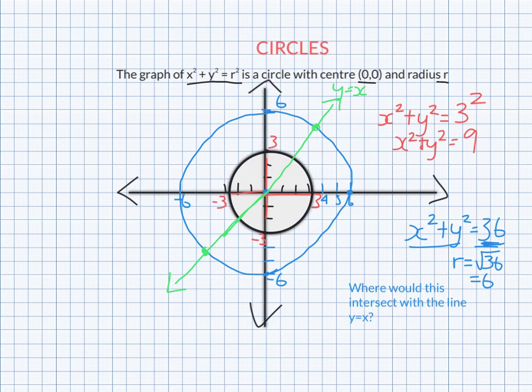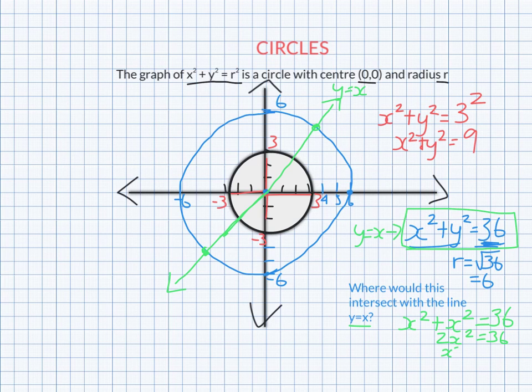It turns out they're not going to be rational numbers. So how do we figure it out? Well, if y equals x, I can substitute that into this equation here. Basically, I'm finding the point along this blue circle where the x and y coordinates are the same. So substituting y equals x, I'm just going to change the y's to x's. So I get x squared plus x squared equals 36. 2x squared equals 36, because x squared plus x squared is 2x squared.